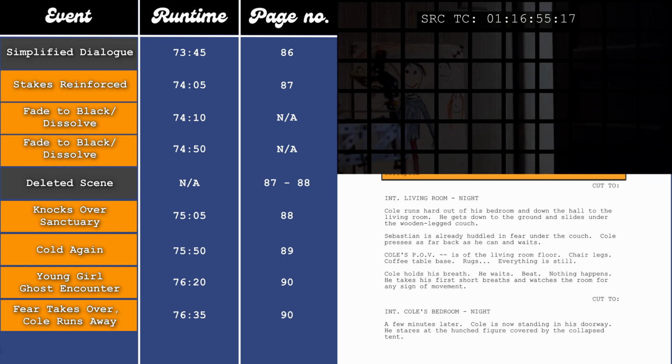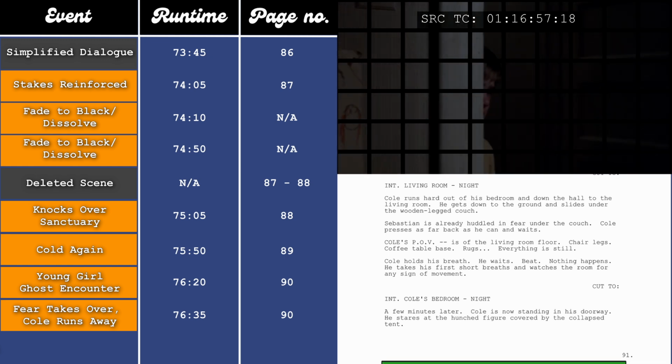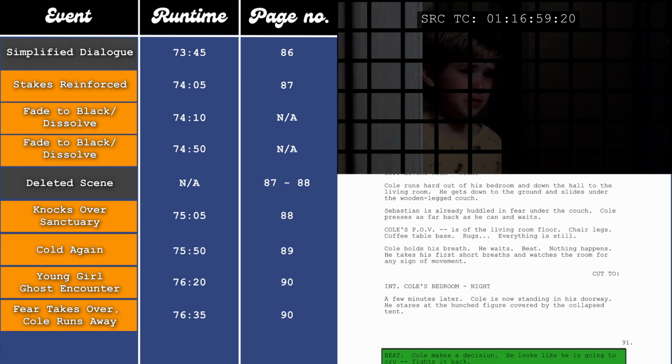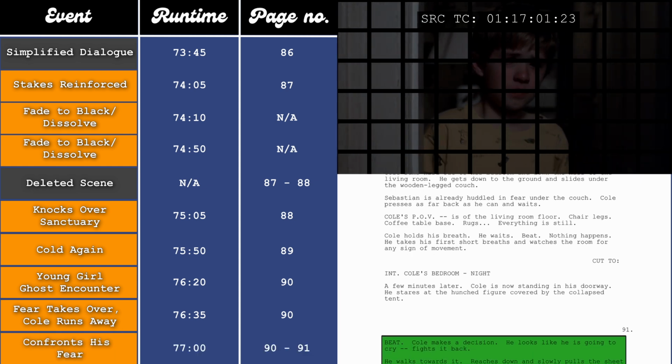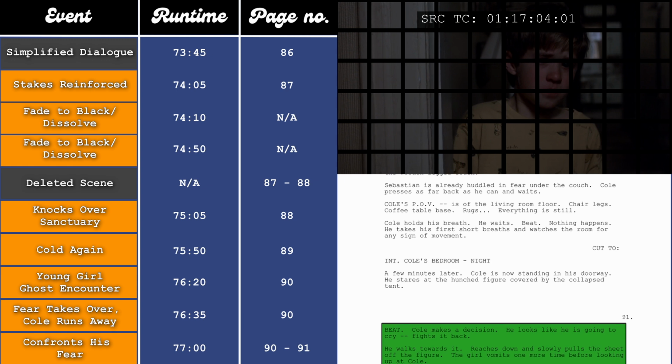And at the 77-minute mark, which is pages 90 to 91, instead of continuing to hide, he finally confronts his fear by approaching the girl and putting Malcolm's theory to the test.